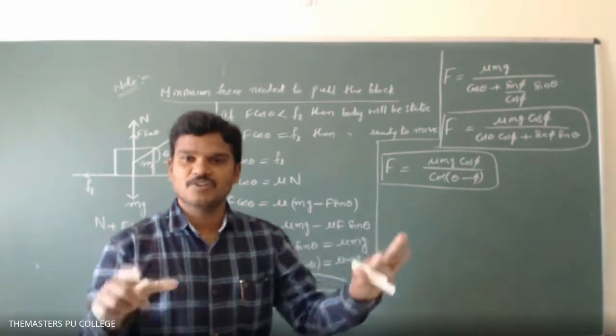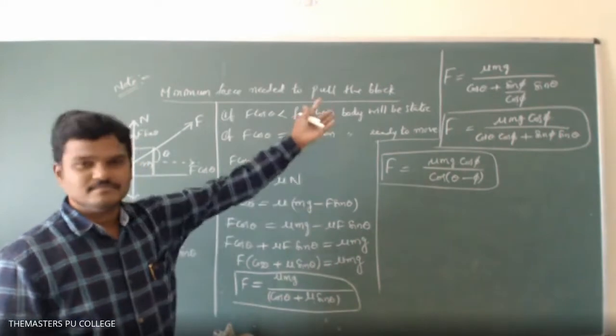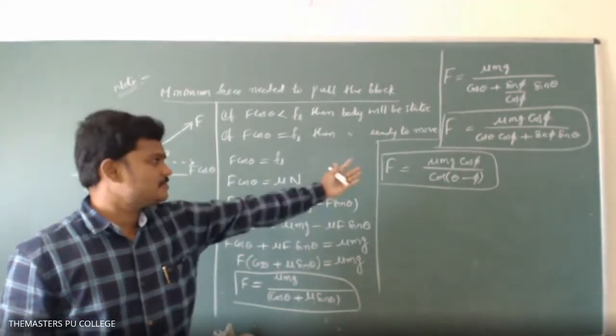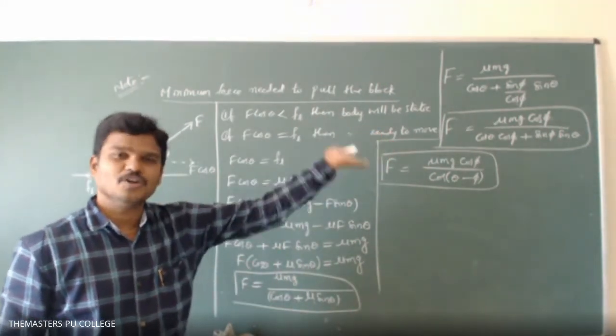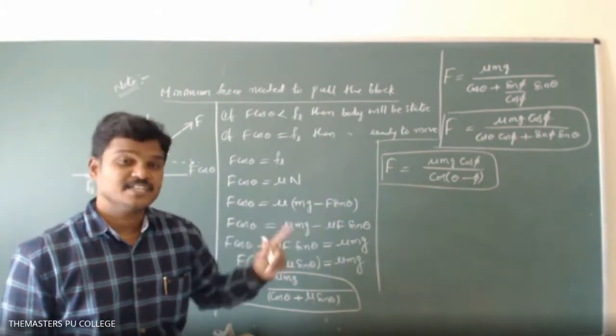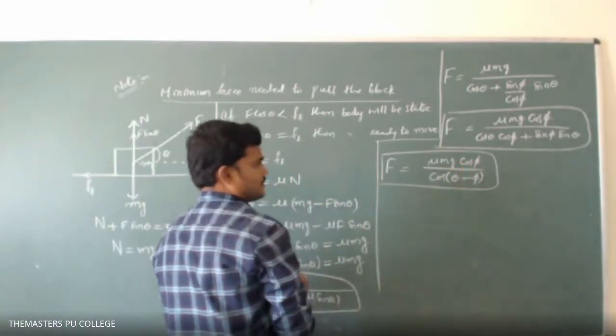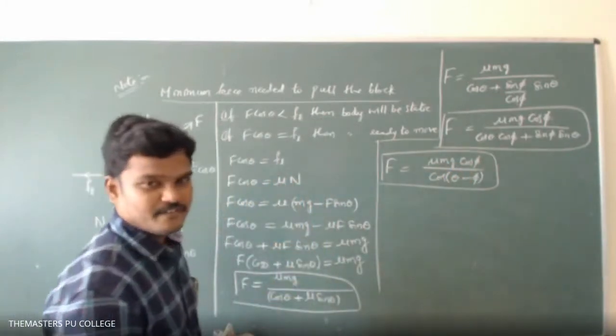They will ask only the formulas. You remember only this formula, but in the options this is not there, this second also not there, that also not there. One more option is there, which means you have to extend this minimum force. Let us see how to extend this one more step. Mu mg cos phi by cos theta minus phi. We need to get force minimum. When force is minimum, tell me.